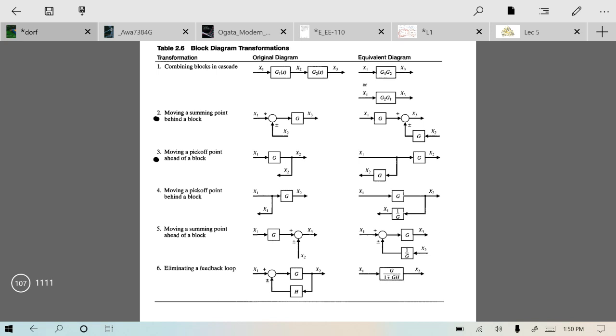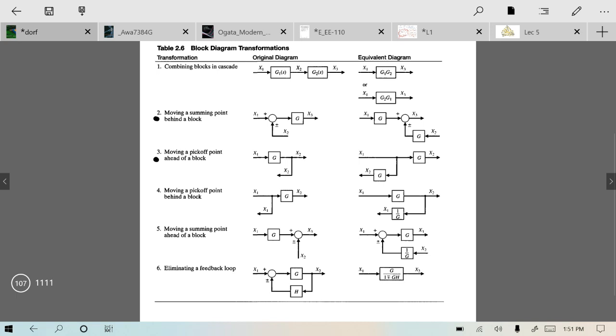Whenever you have 2 blocks G1 and G2 in series, you can combine them into a single block by multiplying their transfer functions, G1 G2. So these 2 blocks in series can be combined into a single block. Similarly, we discussed this in detail in the last lecture. If you have a summing point ahead of a block and you want to move the summing point behind a block, then what would you need to do?